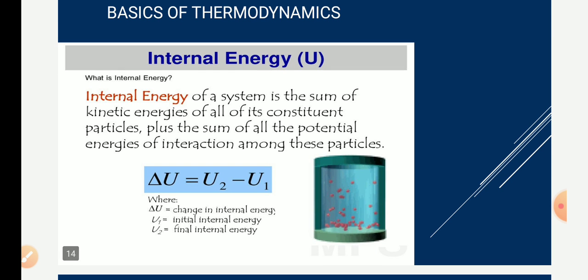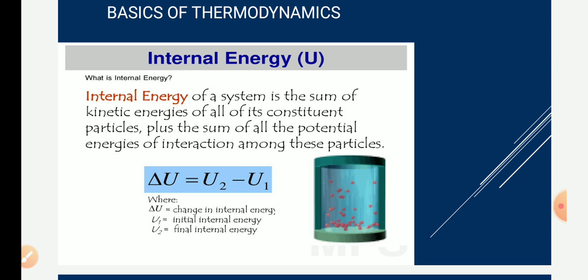basics of thermodynamics. Before going to the first law of thermodynamics, we discuss internal energy, because in the first law of thermodynamics, internal energy is the key one. By that internal energy only we can explain the first law of thermodynamics. So what is internal energy? It is defined as the sum of the kinetic energy of all particles and the sum of the potential energies of interaction of those particles.